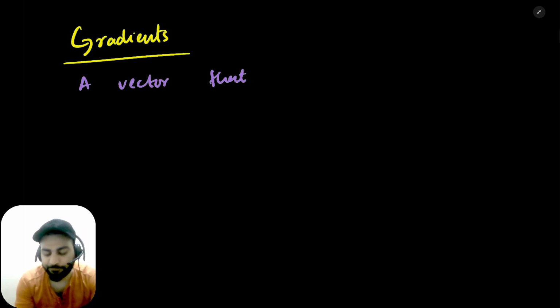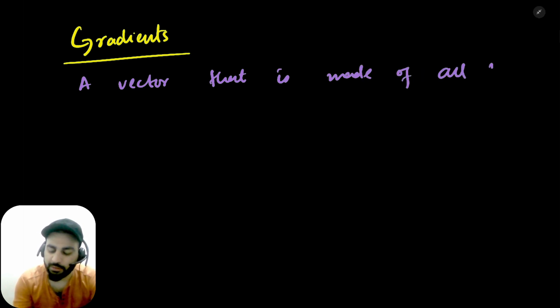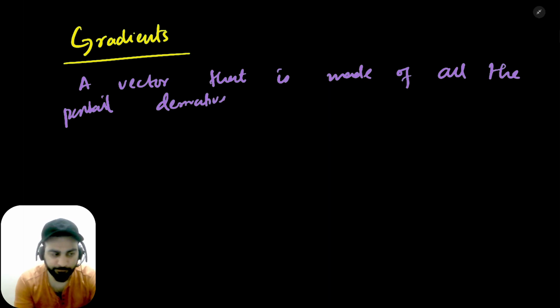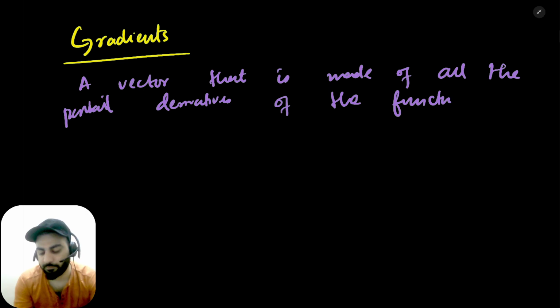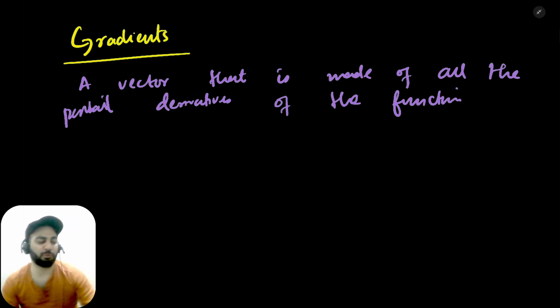So what is a gradient? Gradient is a vector that is made of all the partial derivatives of the function. The simplest definition, you can get into more mathematical details though.